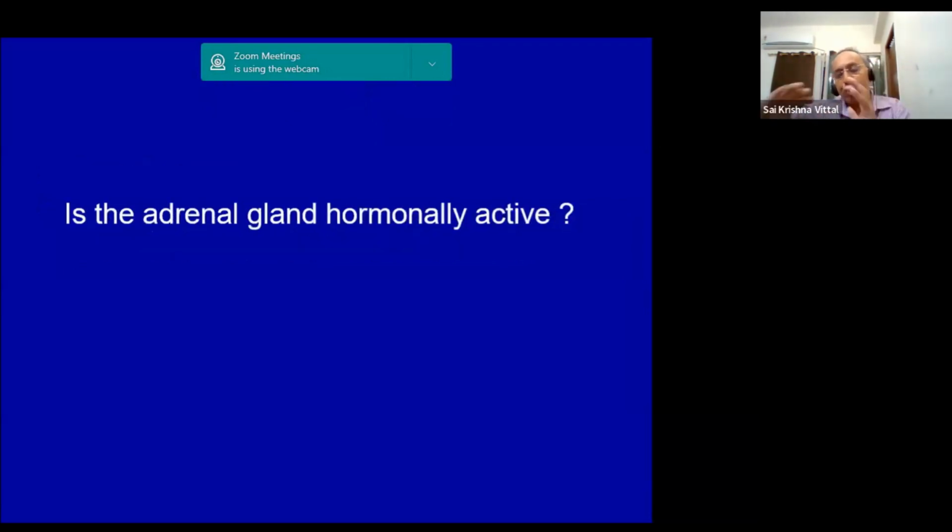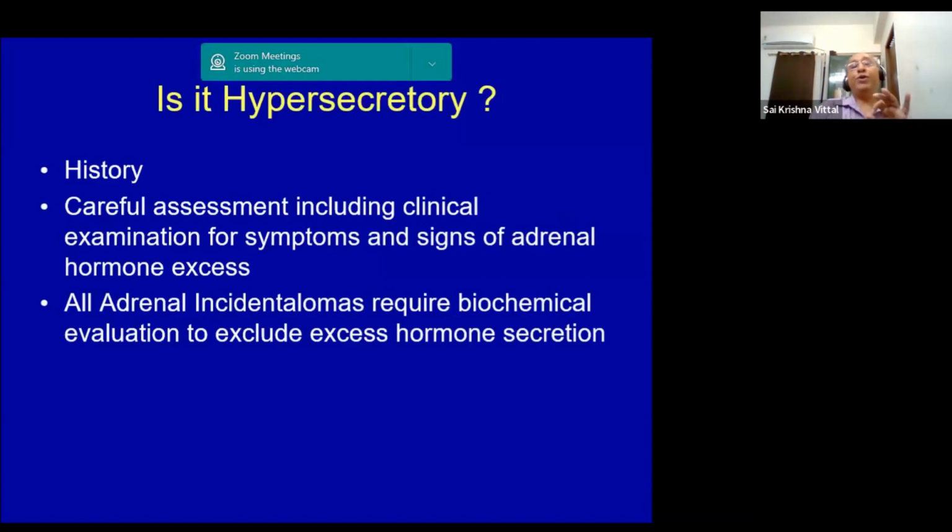We finished discussing whether the mass is benign or malignant. Next, we'll go to the next component. Is the adrenal gland hormonally active? In other words, is it functional or not? In other words, is it hypersecretory or not? For which you need to take a good history. There is no substitute for a good history and a detailed clinical examination. All adrenal incidentalomas require biochemical evaluation to exclude excess hormonal secretion.